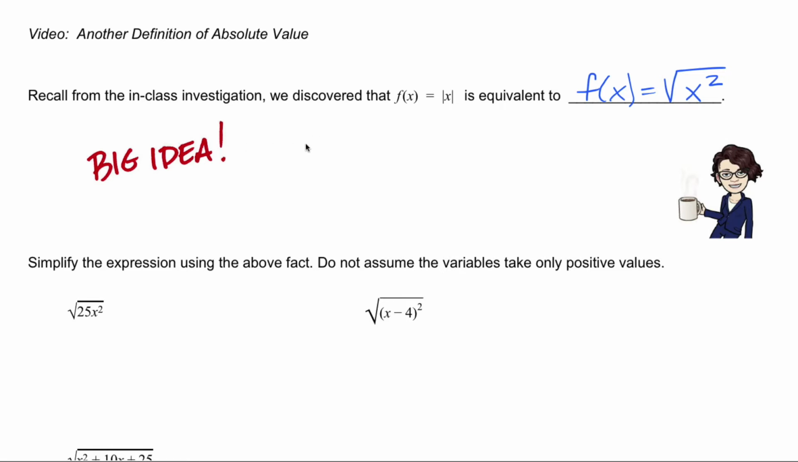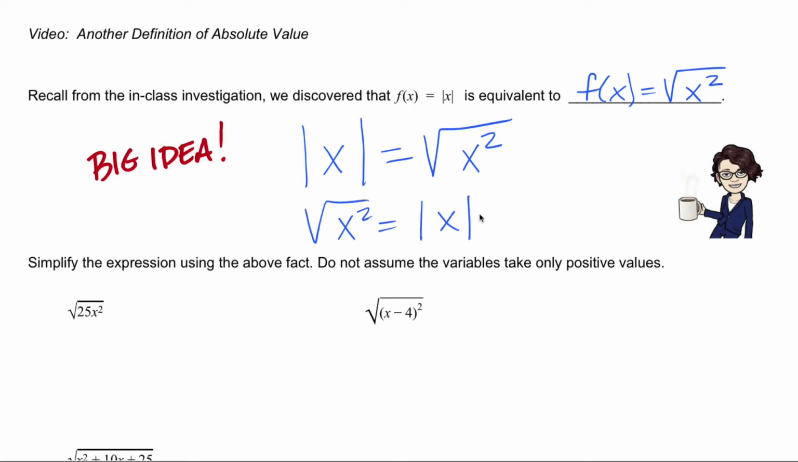So we have this big idea that we can now define the absolute value of x to be the square root of x squared. Or you can say that the square root of x squared is equivalent to the absolute value of x. So we're going to use this fact to simplify. This is something that we come back to later in the term, but we're going to get our first exposure since we're talking about absolute value functions here.